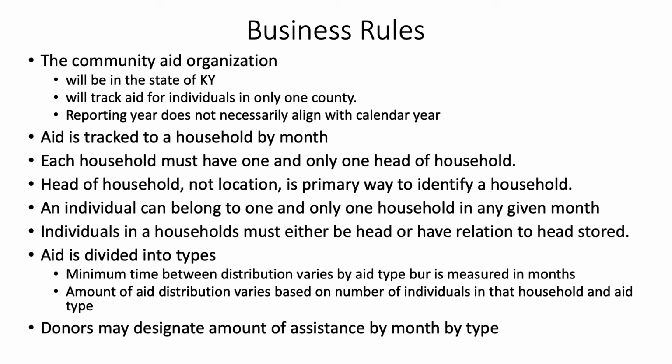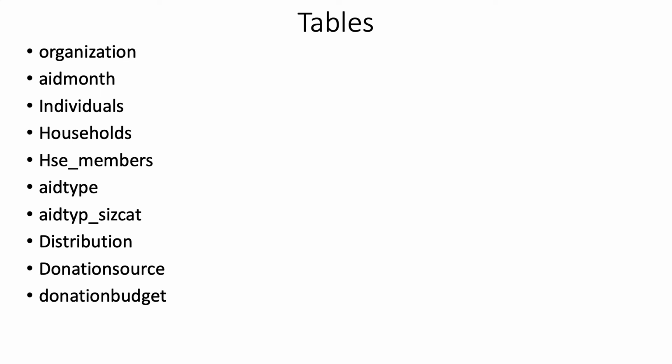Donors may designate the amount of assistance by month by type. So we're going to have to keep up with donation source. Where did the money come from? Oh, this was the Salvation Army, and they're giving $1,000 a month to help with people's electric bills or whatever. So we're going to have a donation source and then a donation budget, so that for a month and for a donation source there is a budget.